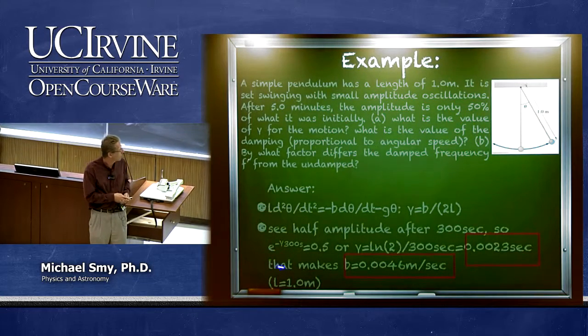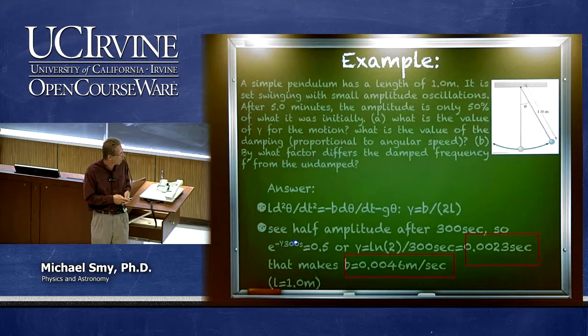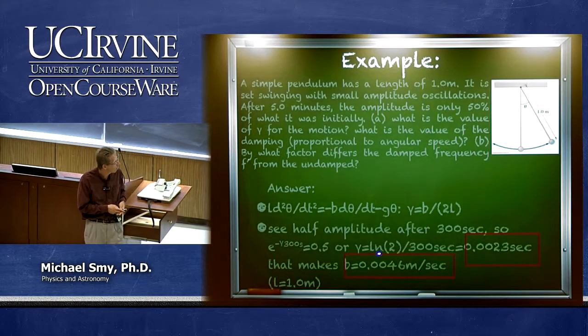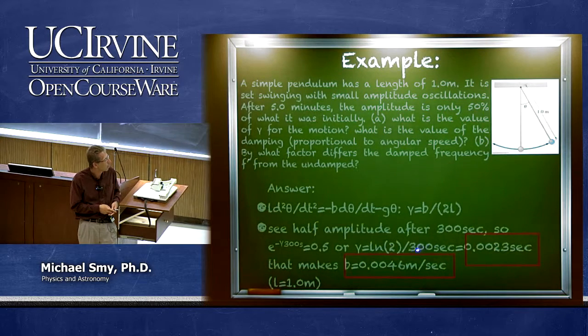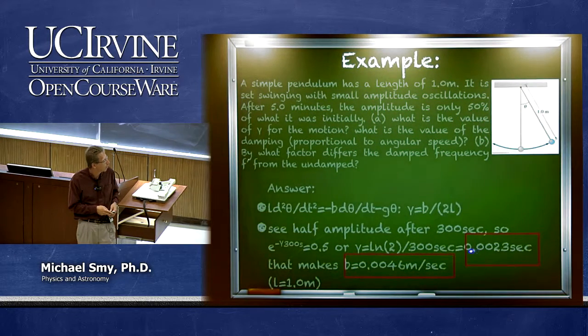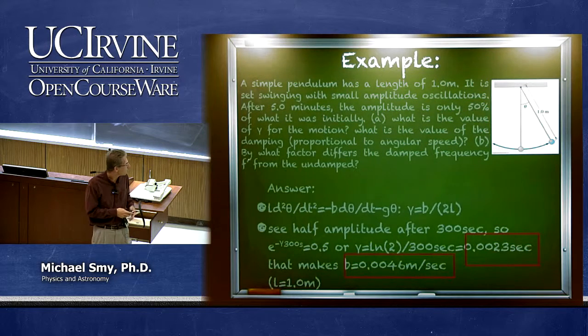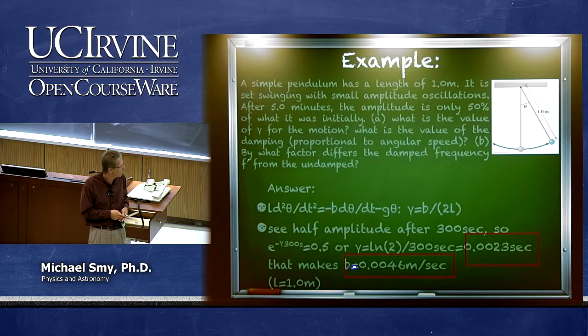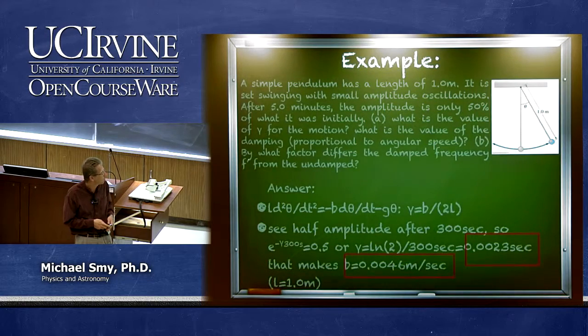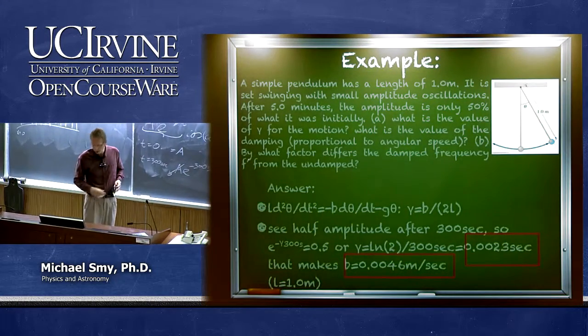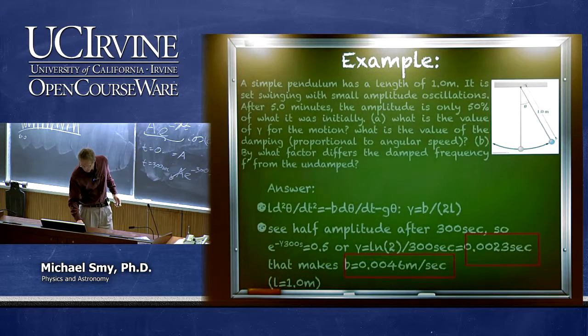And if we take the logarithm of this equation, then we can solve for gamma. And it turns out this is the logarithm of 2 divided by 300 seconds. And we get a value for gamma of 0.0023 per second. And that makes the b coefficient, since L is 1 meter, 0.0046 meters per second. So that is 1/2 of the answer of this example.